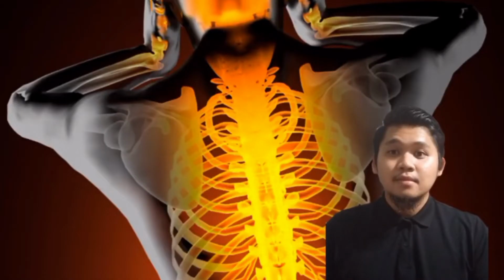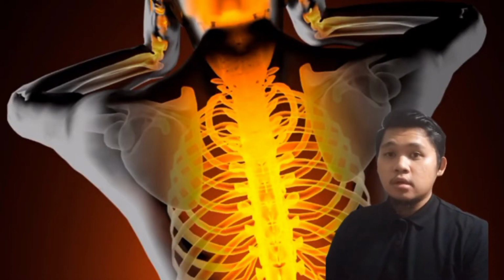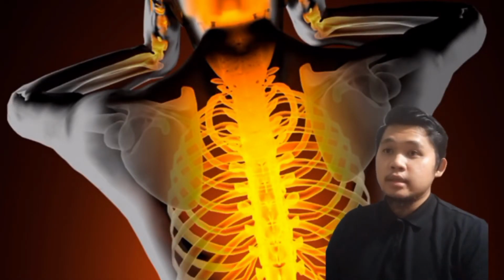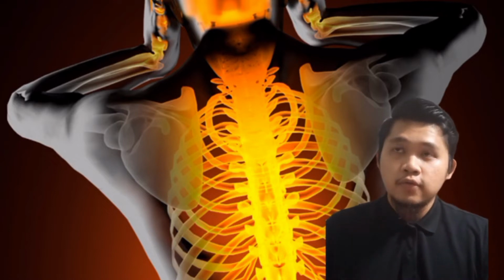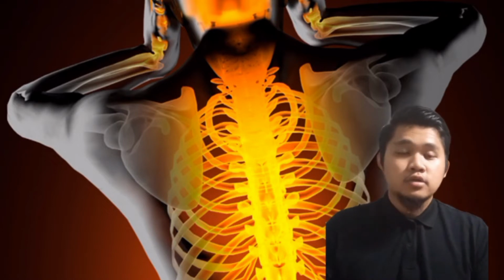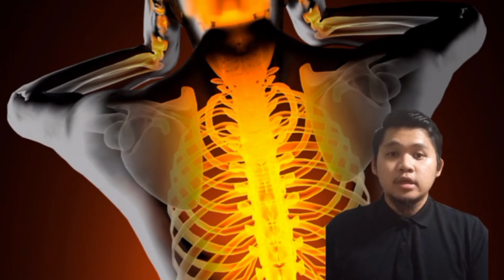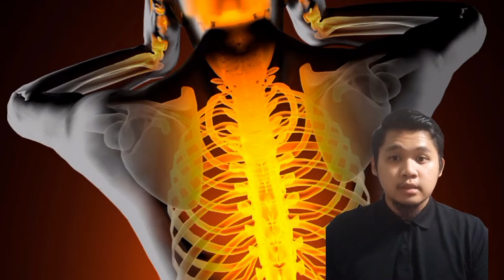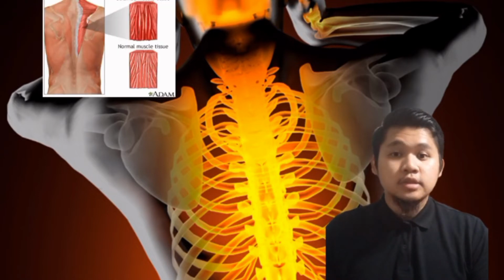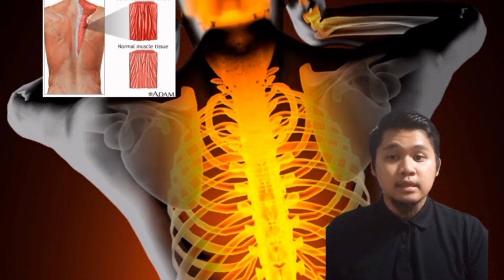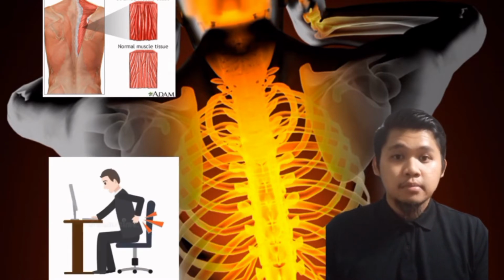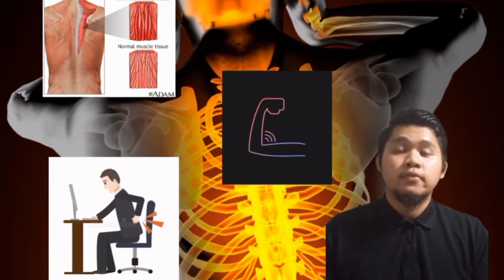cord. Okay, the most common cause of thoracic back pain is inflammation of the muscle or soft tissue of the thoracic spine. This inflammation can occur for a number of reasons. First, a sudden sprain or strain of the muscle, sitting for a long time, and also lack of muscular strength.